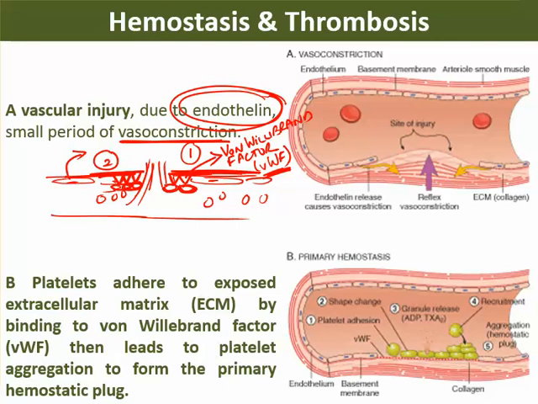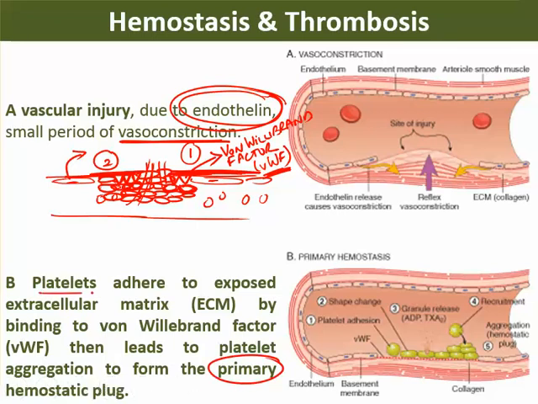They invite all the platelets, and all the platelets will come. They form a first clot. You understand? They form a first clot. It is made up of platelets. It is called the primary hemostatic plug.